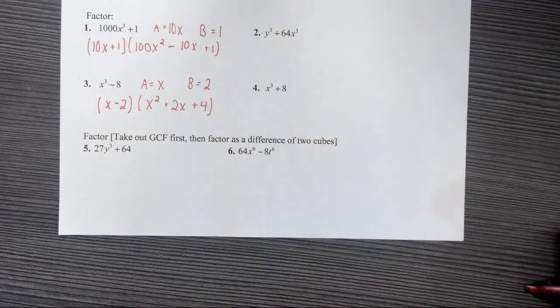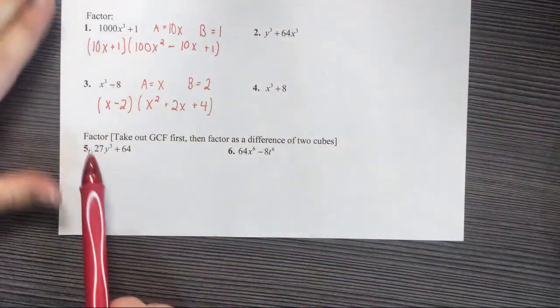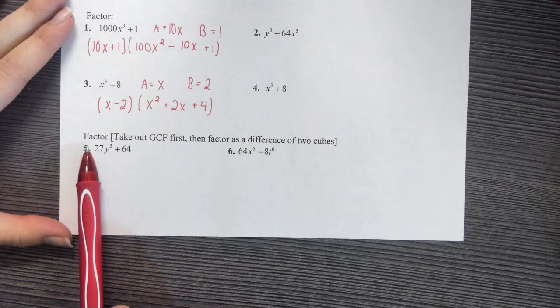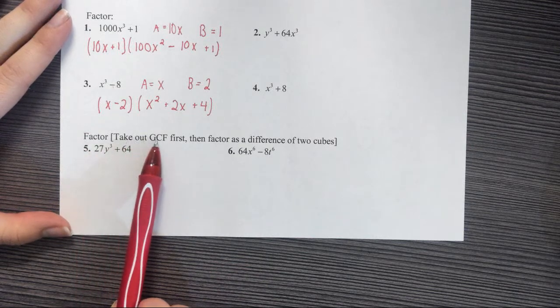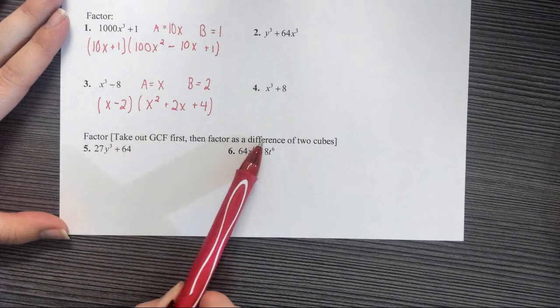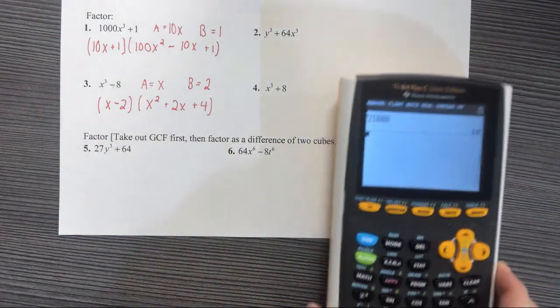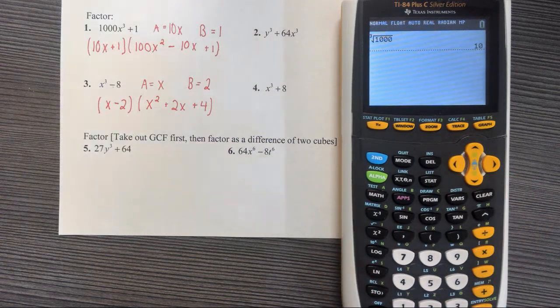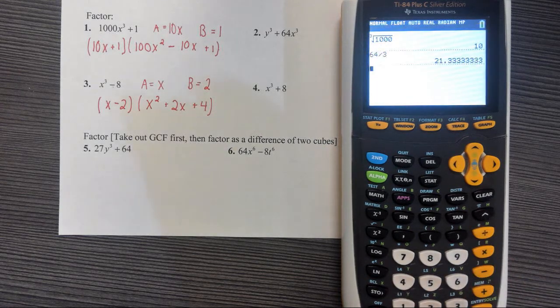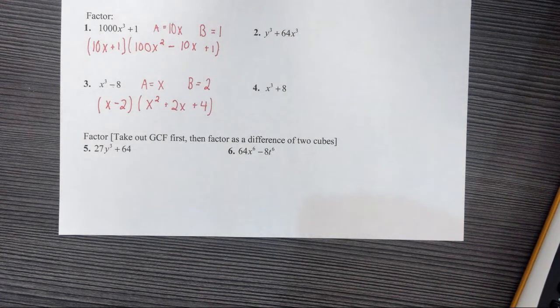Okay, so you guys will do 2 and 4. Let's move on to this next section. So we need to factor, take out the GCF first, and then factor as a difference of cubes. So what we need to do is find the greatest thing that we can take out of 7 and 64. So I believe I can take 3 out of both of those. No, can't do 3. Let's see.